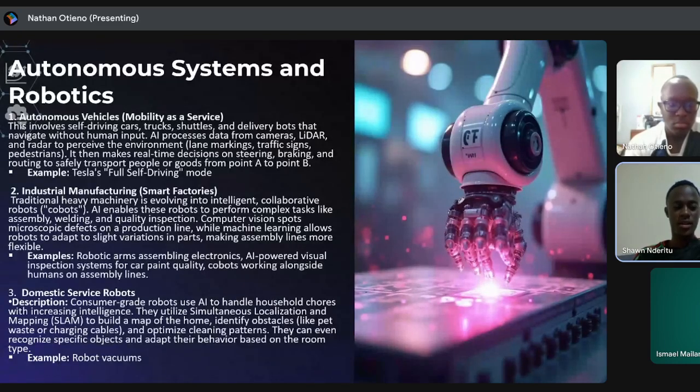So consumer-grade robots use AI to handle household chores with increasing intelligence. They utilize simultaneous localization and mapping to build a map of the home, then identify obstacles, for example, like carpet tassels or charging cables, and optimize cleaning patterns. They can even recognize specific objects and adapt their behavior based on the room type. For example, we have robot vacuums.